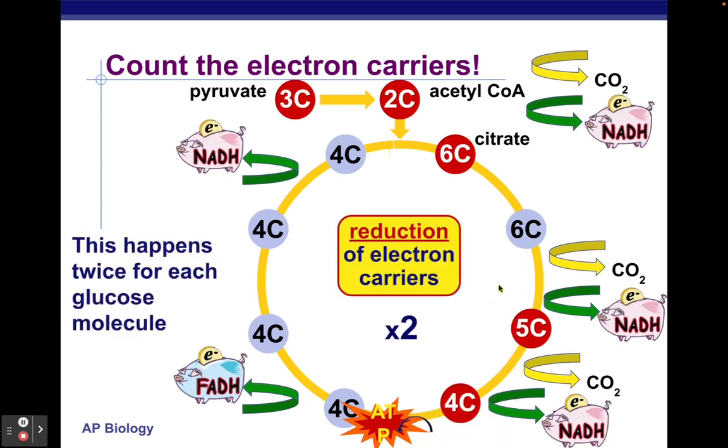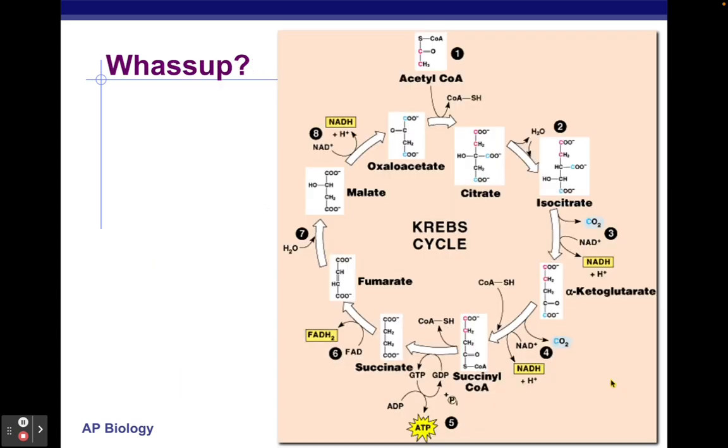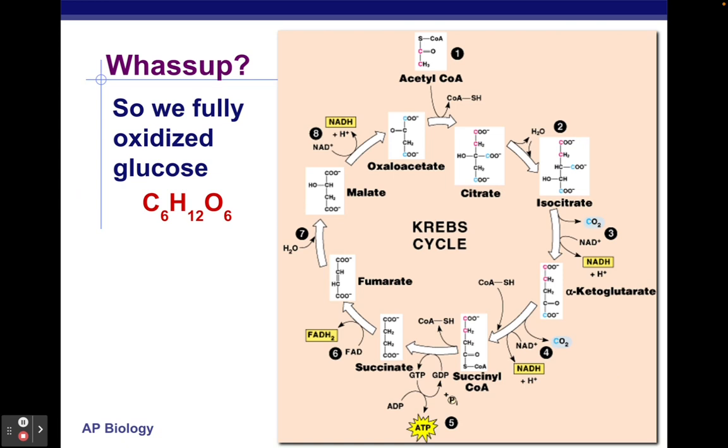Why am I going back and forth? Reduction of the electron carrier. So again, all of these guys reduced, extremely important. All right, so we fully oxidized glucose, C6H12O6. We've used it up, right? We now have CO2 produced, and we ended up with 4 ATP here. Okay, that's still not enough.